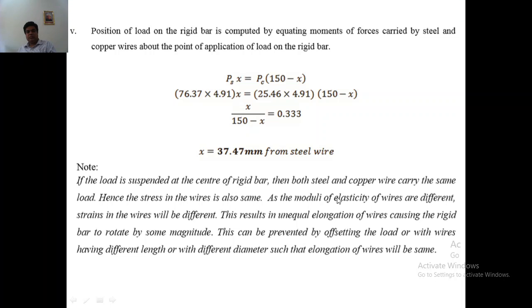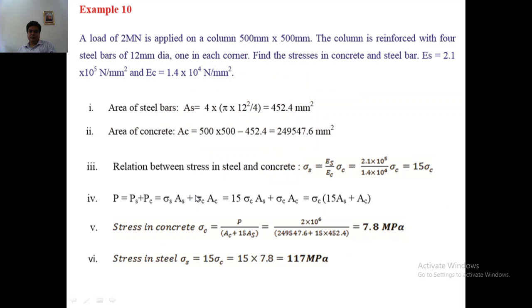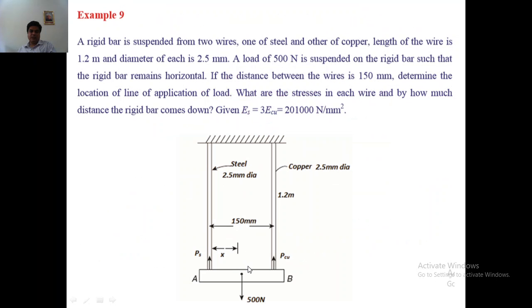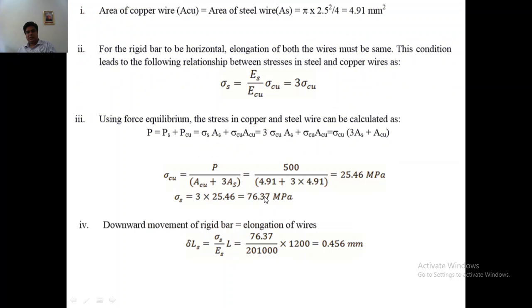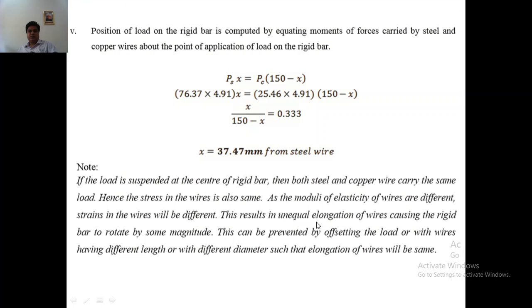Because the modulus of elasticity of the two wires is different, the stresses are the same but the elongation is unequal. The elongation is not the same, so the bar starts rotating by some magnitude. The bar will get twisted.